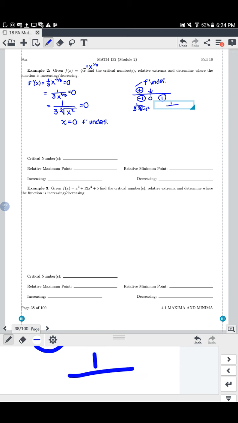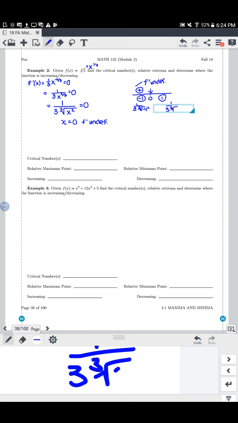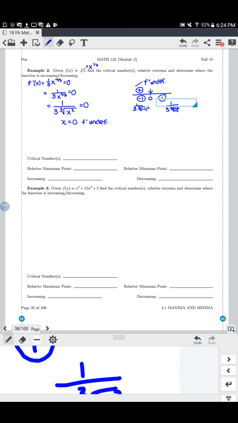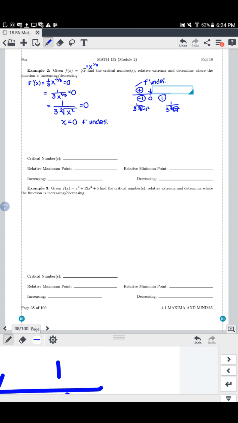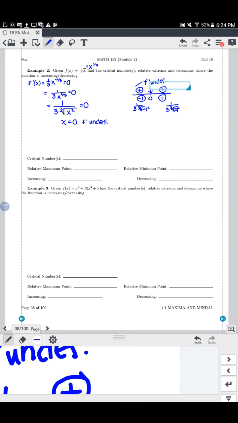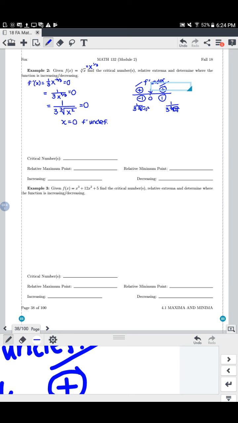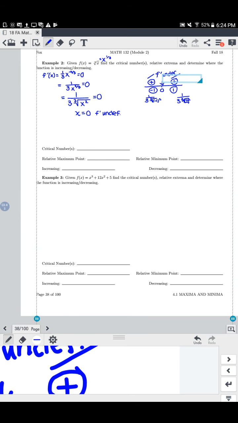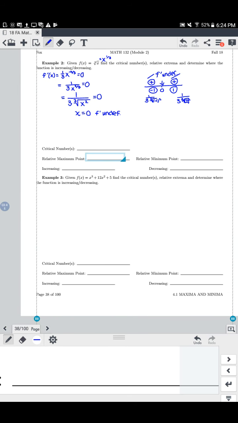So I'm going to have 1/3 times the third root of 1 squared. Well, 1 squared is 1. Third root of 1 is also 1. Times 3 is just 3. So I have a positive 1/3 there too. And again, the value doesn't matter, just the sign of it. So I'm going from increasing to increasing. No sign change on my sign chart means no relative extrema.